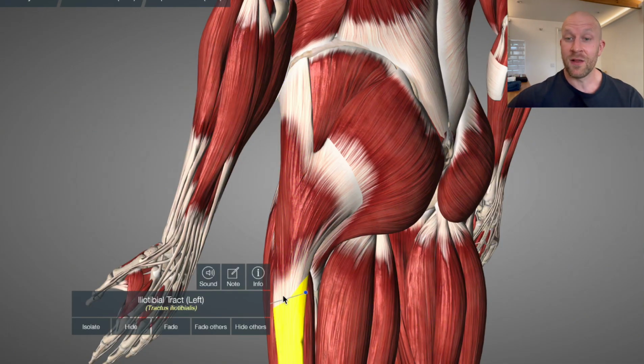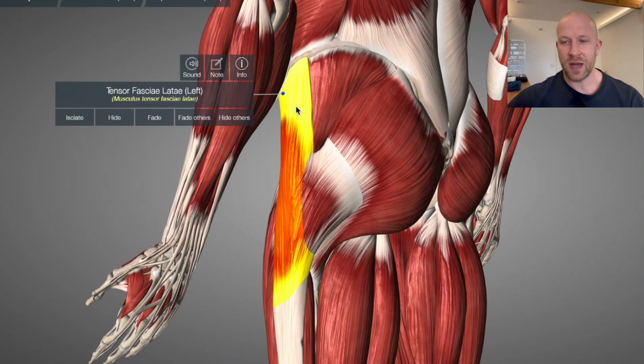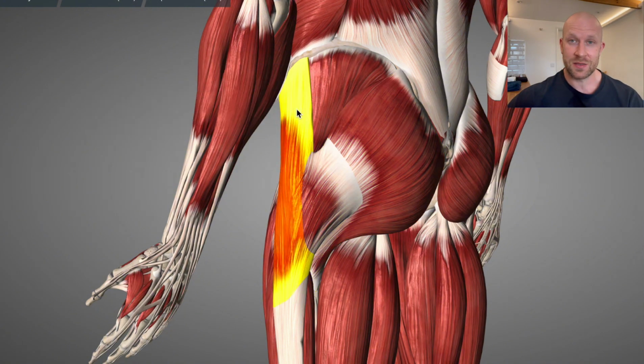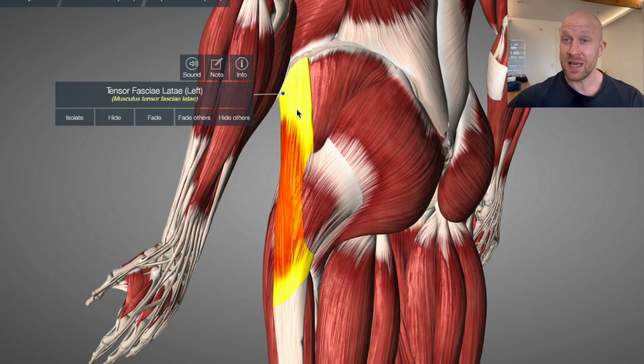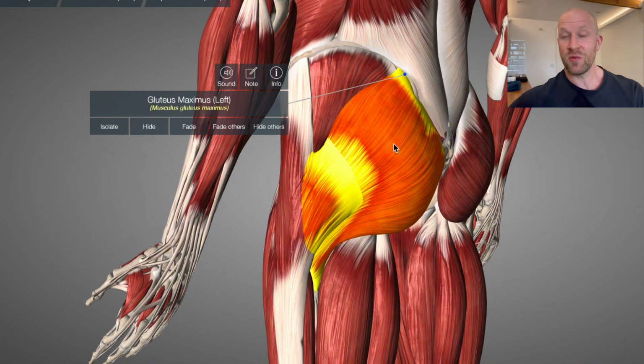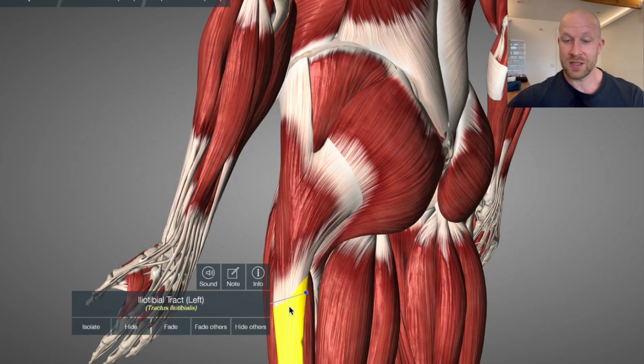Interestingly, TFL does almost the opposite of glute max. So whereas glute max extends the hip, TFL flexes. Where TFL medially rotates the hip, glute max laterally rotates. So an antagonist almost in every sense, but we do need a good amount of balance between the two muscles for optimum tension in the ITB.